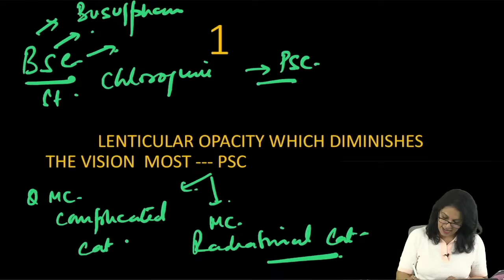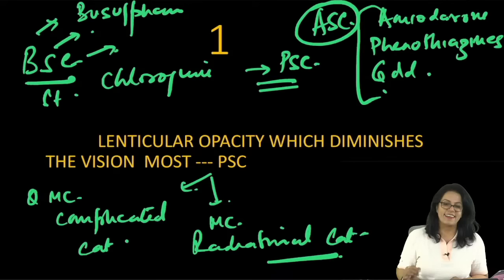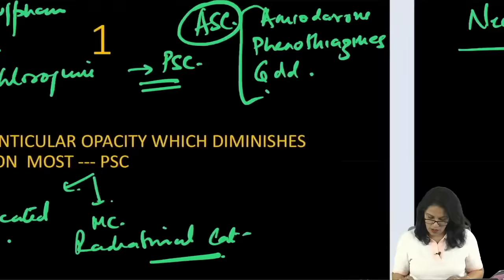Rest, what are the other drugs like amiodarone, right? What else do we know for toxic cataract? Phenothiazines. What else have we learned? What else have we learned? Gold. All these are going to lead to anterior subcapsular cataract. Okay? So we'll revise all this. Yes, very good. Okay, next important thing.